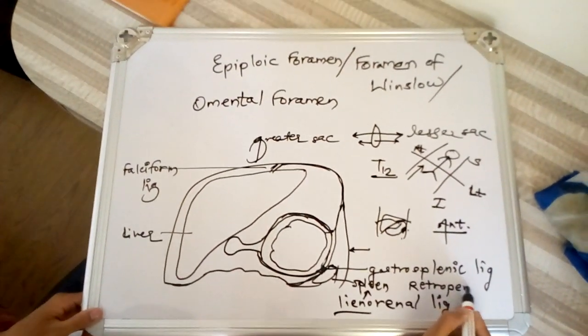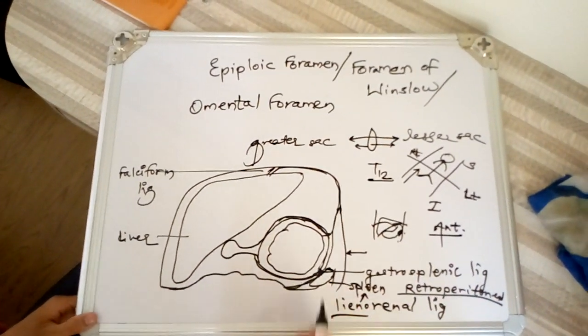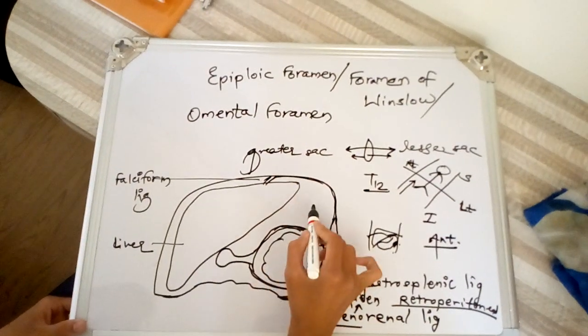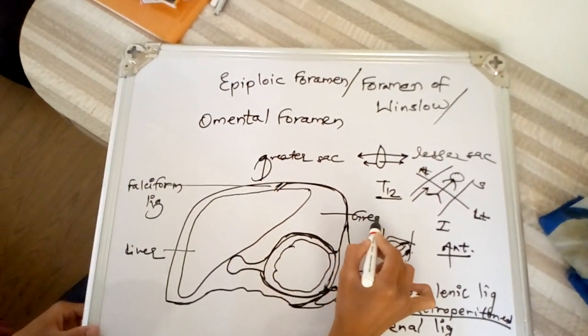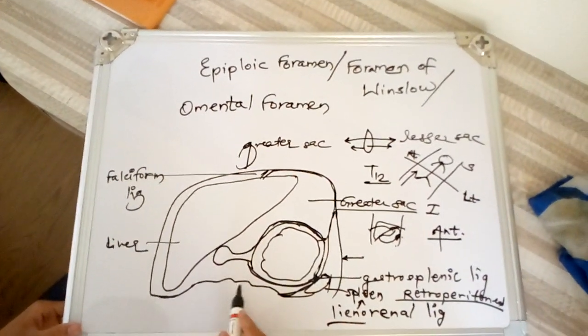Retroperitoneal, or you can say completely outside the peritoneum. So this is the greater sac, and this is the lesser sac.